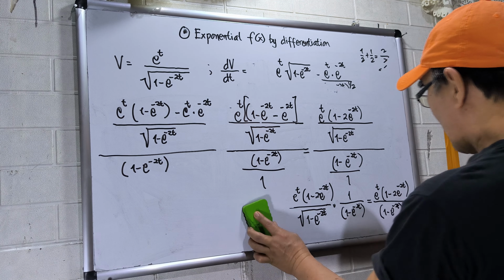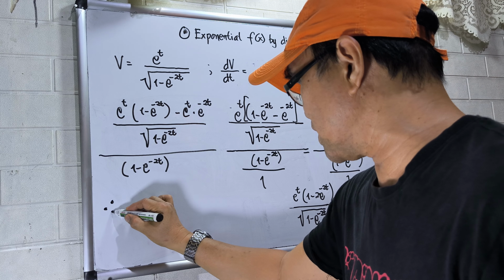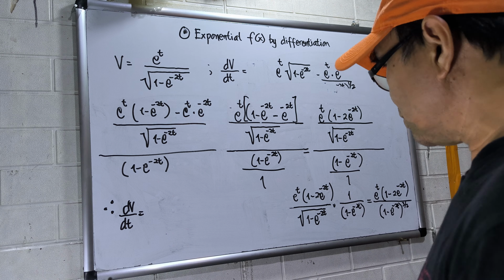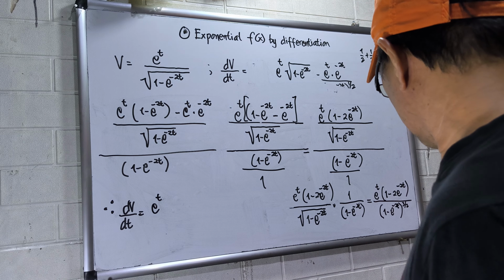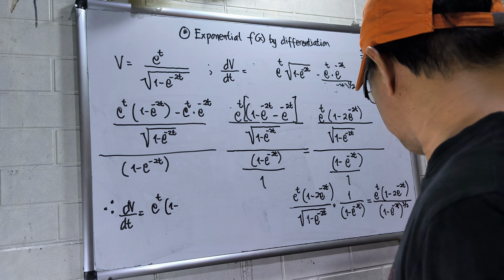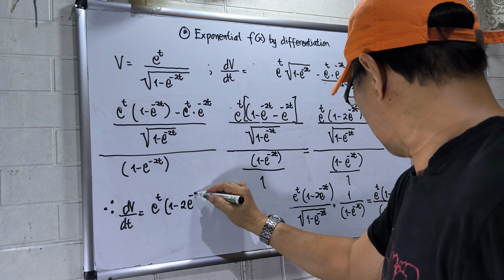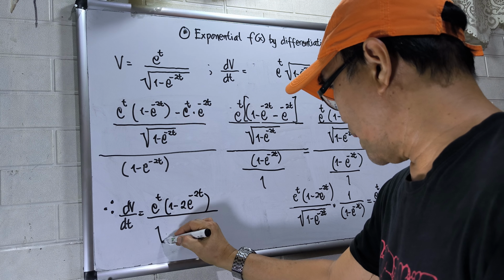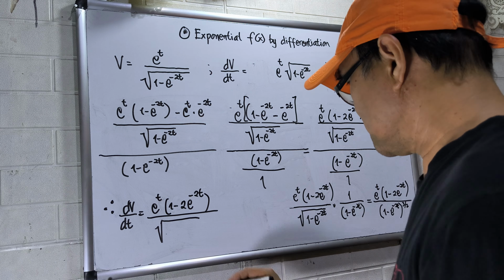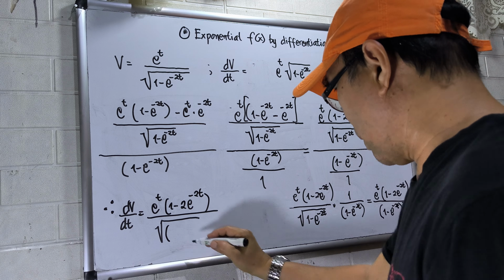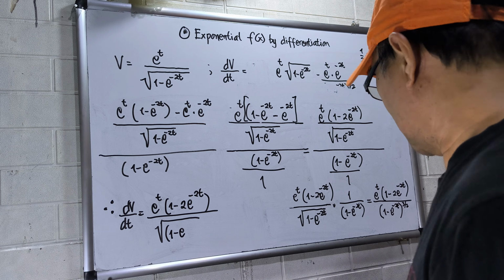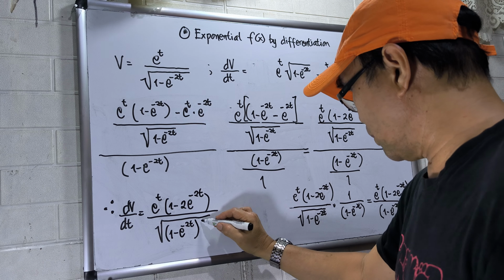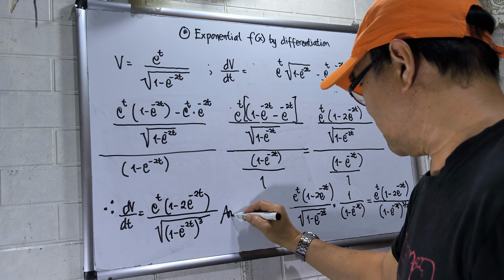So then I will write the final answer. So my final answer is dv over dt is equal to e to the t and then 1 minus 2e to the negative 2t, then all over the square root of 1 minus e raised to the negative 2t, then this will be cubed. This is now my final answer.